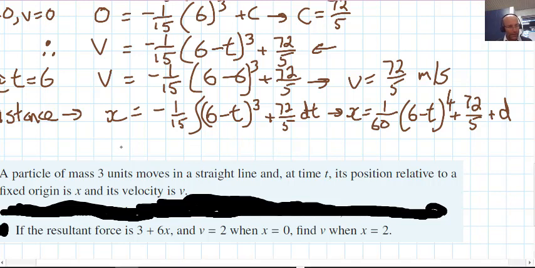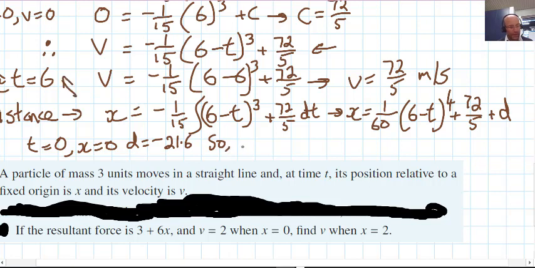Okay, so initial conditions, t equals 0. It starts at the origin, its place of origin, so at t equals 0, x equals 0. If we sub that in, that gives us a d value of 21.6. Try the full calculation yourself, pause the video and try it. So that means at this t equals 6 that we have to find the answer to.